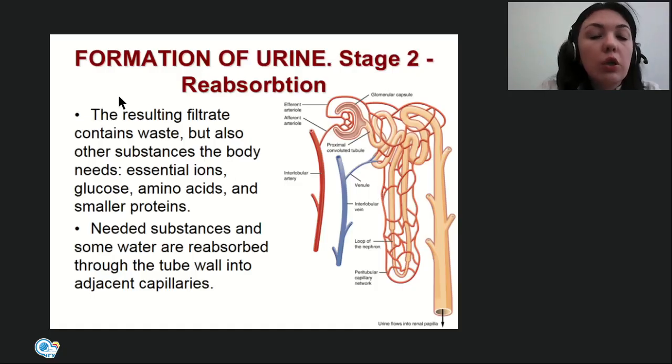So this initial urine contains waste products which need to be evacuated, but also other substances the body needs. These are essential ions, glucose, amino acids, and smaller proteins. All of these substances are reabsorbed through the tube wall into the adjacent capillaries.